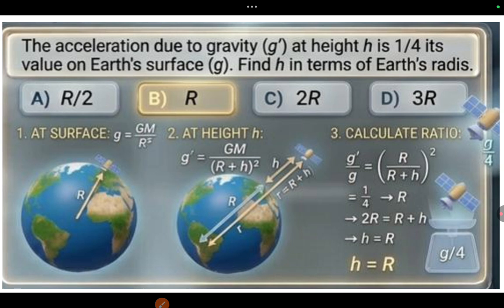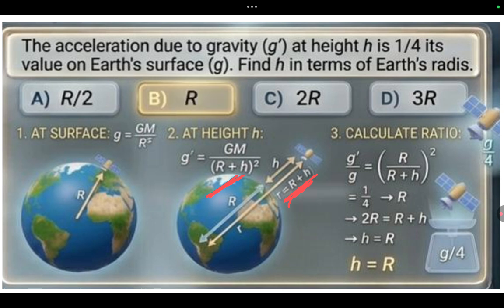Equal to 1 by 4, so taking the square root, we can take r plus h equal to 2r, then h equals r. It is clearly mentioned 1 by 4, so 2r equals r plus h, and you can go the same way.